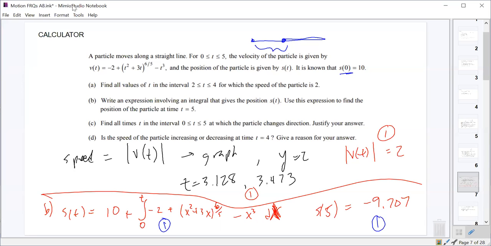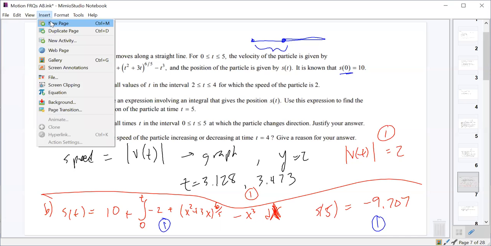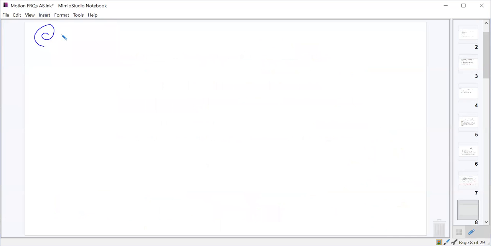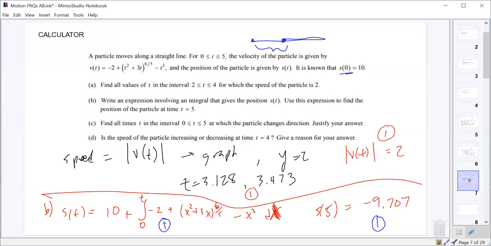All right. Part C wants us to find all of the times on this interval from 0 to 5 where the particle changes direction. So if it changes direction, you can only do that potentially if the velocity is 0, or if it was undefined, but none of these places is it undefined, because if you look at that function, it's never undefined.